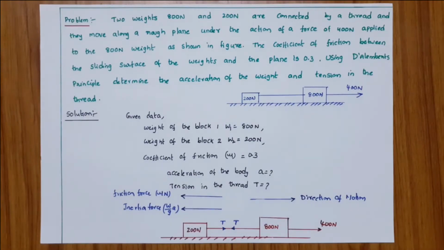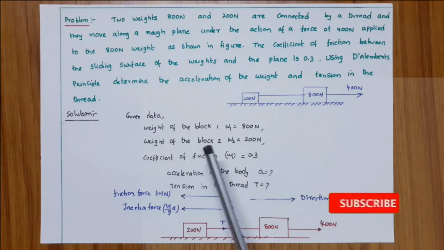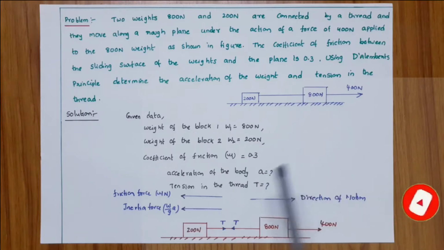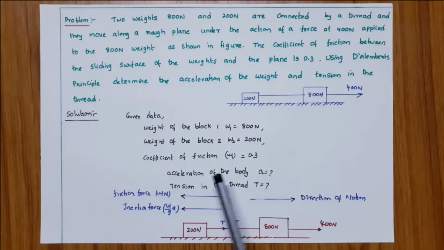So this is the given problem. What is the given data? The weight of block 1, W1, equal to 800 Newton. The weight of block 2, W2, equal to 200 Newton. The coefficient of friction mu equal to 0.3. So you have to find the acceleration of the body A and the tension in the thread T.